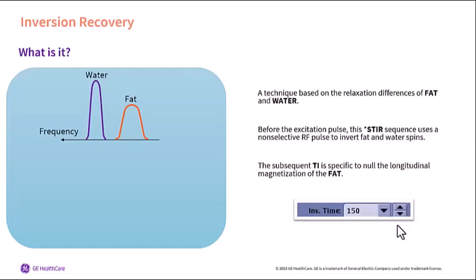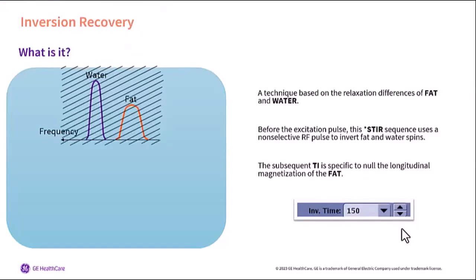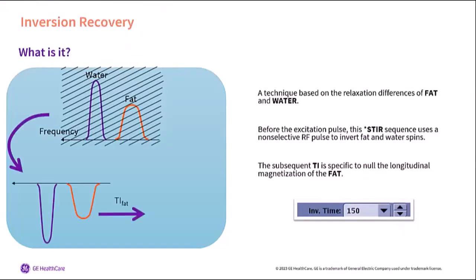So now let's have a look at inversion recovery. This relaxation-dependent technique is based on the different relaxation behavior of water and fat tissue. Fat has a much shorter T1 relaxation time than other tissues. The STIR technique, which stands for short tau inversion recovery, uses a 180-degree inversion pulse as an initial excitation pulse, which inverts the spins of all tissues. So this is not a selective pulse to fat. This will invert both fat and water.